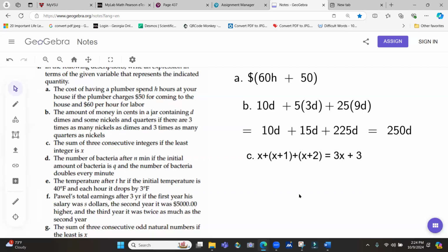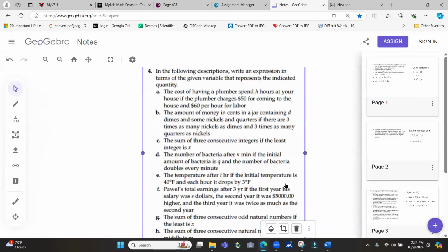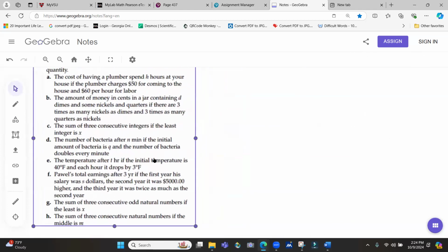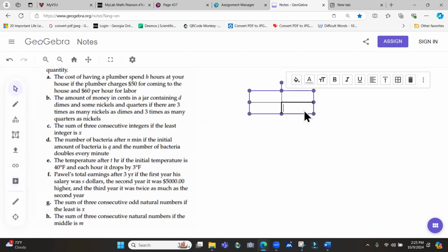Now, I can save this slide here. It won't bother me, but I need a lot of space to do part D. So if you guys want to come back to it, that's fine. Let me work on part D, guys. It's a little messy. So part D says the number of bacteria after n minutes if the initial amount of bacteria is Q. Q is when the time is 0. You start your clock. The time is 0. There are Q bacteria. Number of bacteria doubles every minute. Okay, so let me do a nice table.